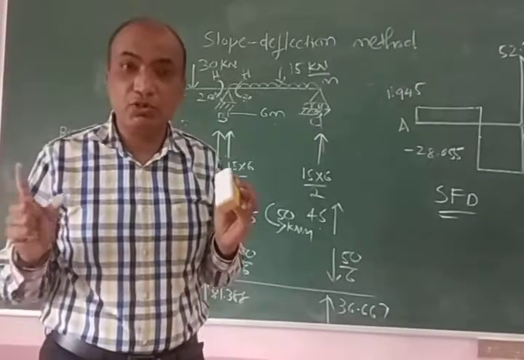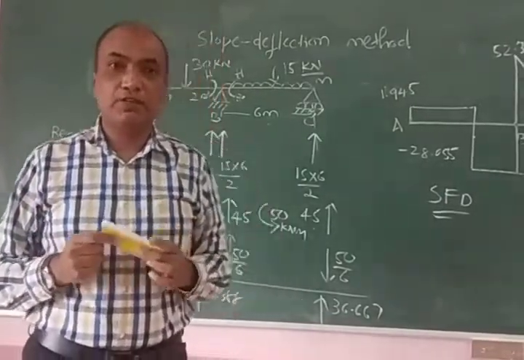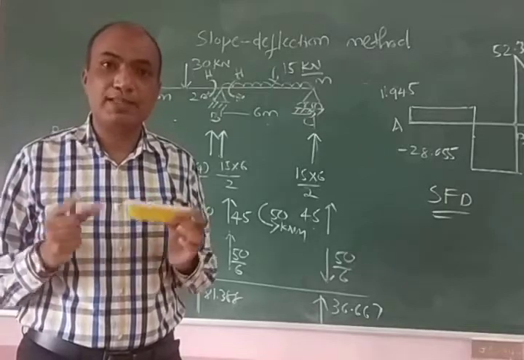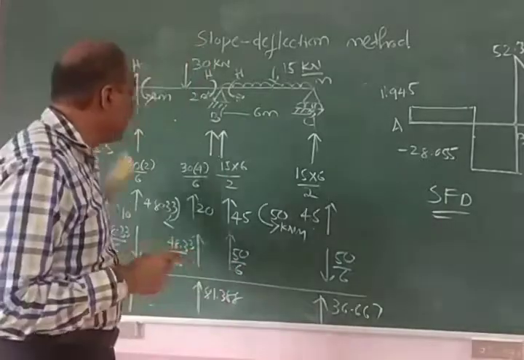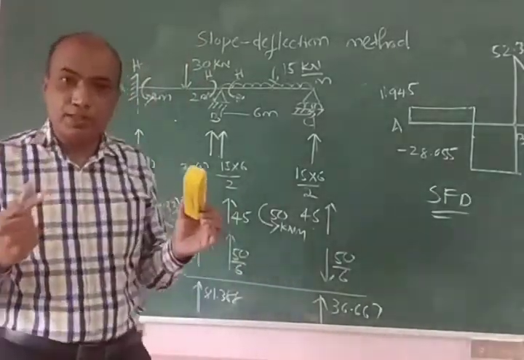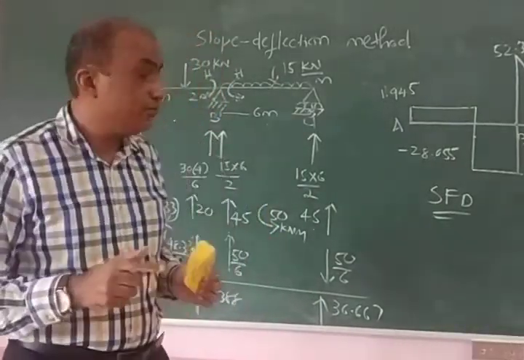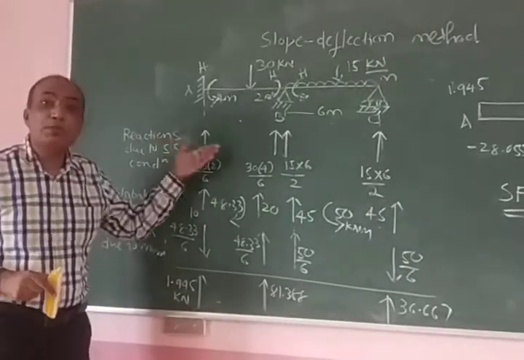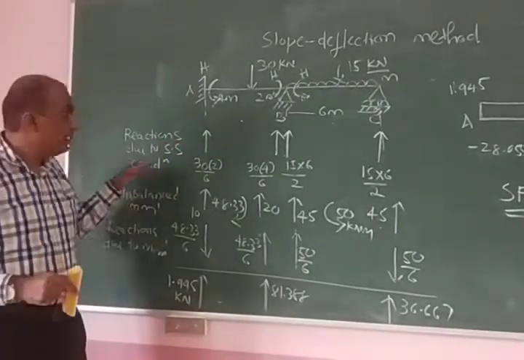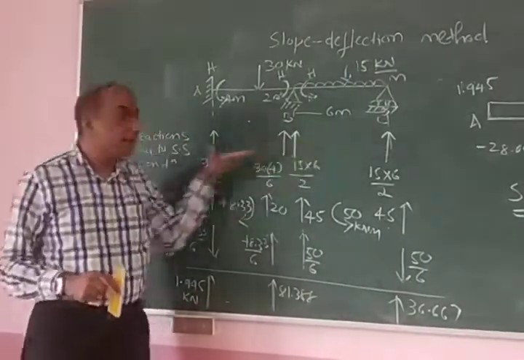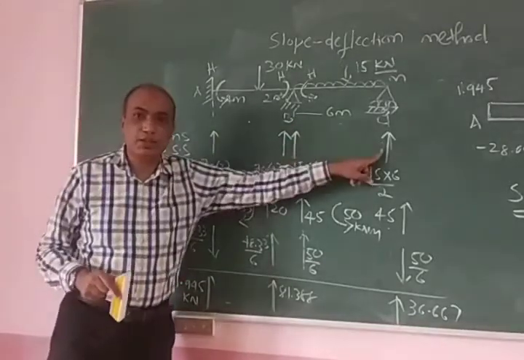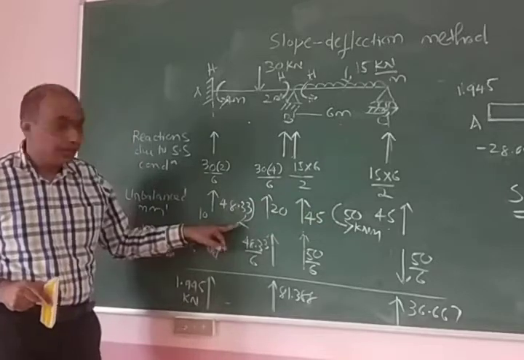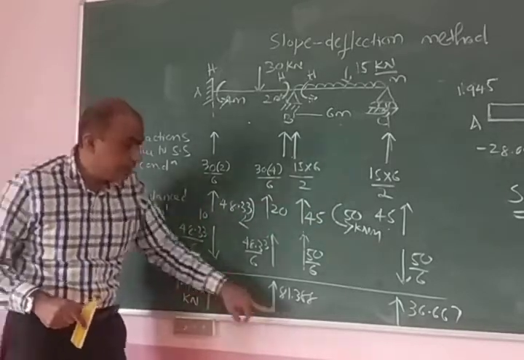I hope you have understood the concept of drawing the shear force diagram and bending moment diagram, because they are very different concepts. We are studying it for the first time. The bending moment diagram concept is a superimposition concept. For the shear force diagram, first we need to find the reactions. How have we found the reactions? We have split the reactions into two categories. First, free reactions or reactions due to simply supported conditions. Then the reactions due to unbalanced moments. Then add them to get the final reactions.